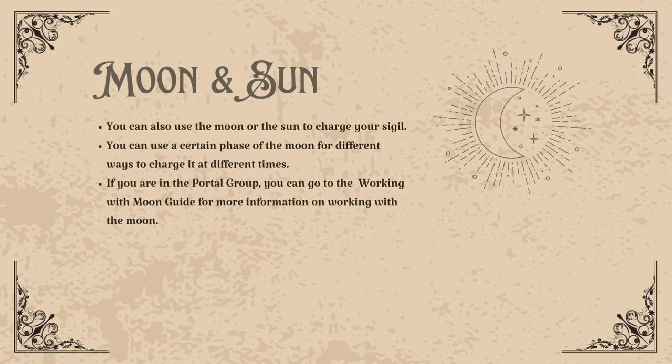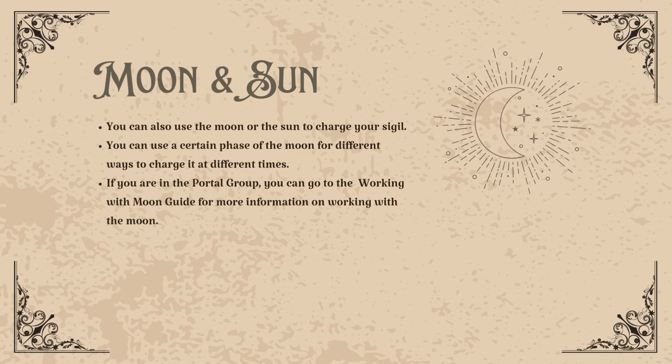The moon and the sun. Just like crystals, you can use the moon or the sun to charge your sigil. You can wait till the sun is in a certain sign, the planets are aligned in a certain way, or the moon is in a certain phase, and create your sigil at that time. Leave it sit out under the moon, up under the sun, whatever works for you, or the energy that you want to put into your sigil.